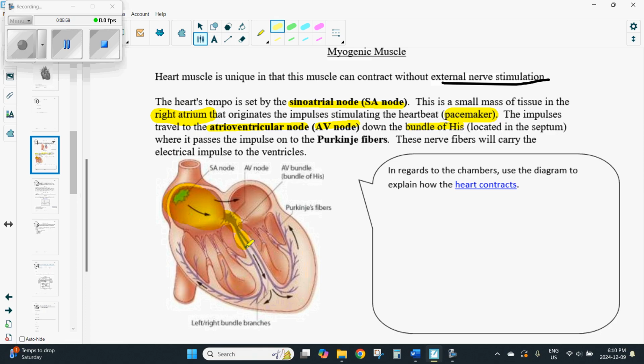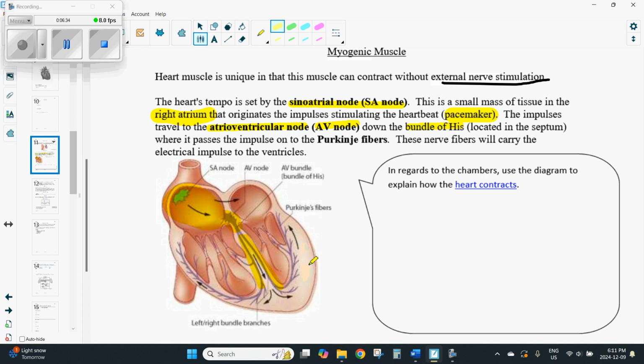So the bundle of His is representing the nerves that are traveling down the right side of the septum and the left side of the septum. These nerves allow the impulse to travel quickly from the AV node down the septum, and then it will move up the sides or the walls of the left ventricle, as well as the walls of the right ventricle.